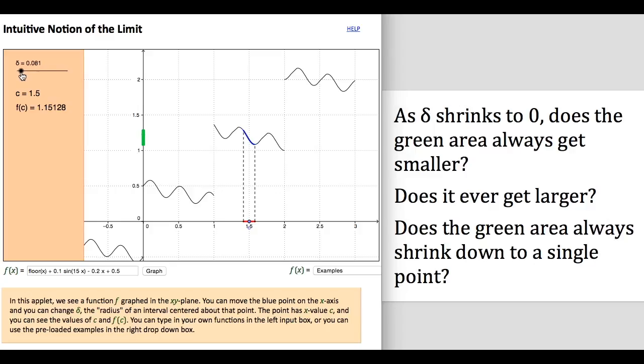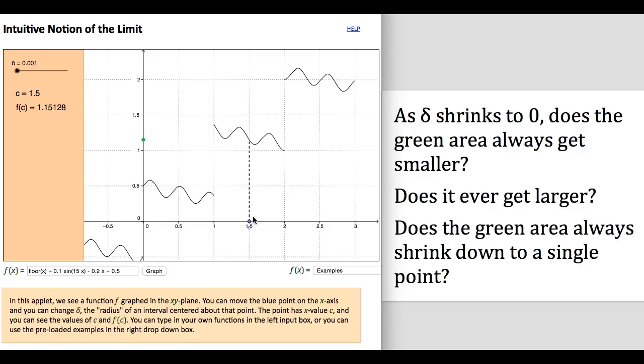So let's make it smaller and smaller and smaller. The smallest that this applet can go is 0.001. Can it be smaller than 0.001? You betcha, just not on this applet. That's the limit of this applet. But really, delta just gets smaller and smaller. So here I get a single dot. But where do you think we should move this so that we don't get a single dot?